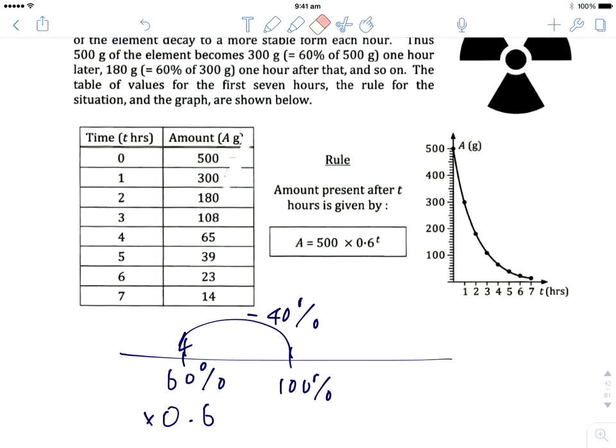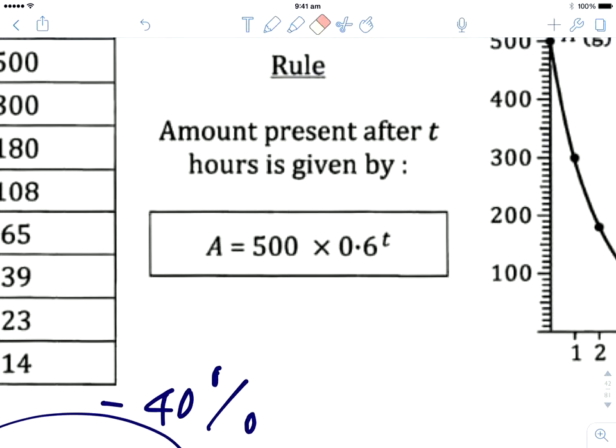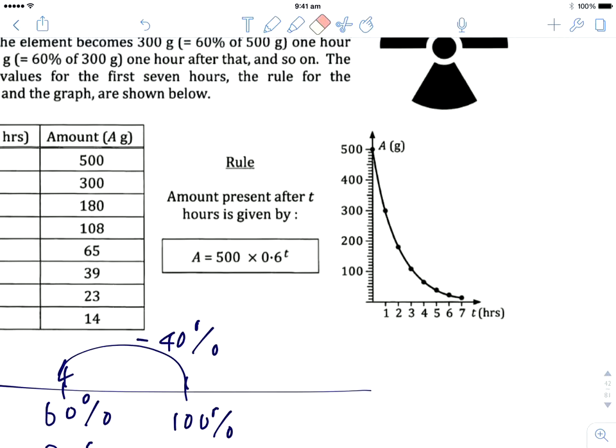So we start off with 500, timesing by 0.6 each time. That gives us that rule there, and you can see from the graph that we're decreasing. So we start off here at 500 and we get this exponential decay curve, if you like. Notice as t gets really, really big, the value is tending towards 0. So we can see when you've got 0.6 to the power of a really, really big number, that's really, really close to 0.